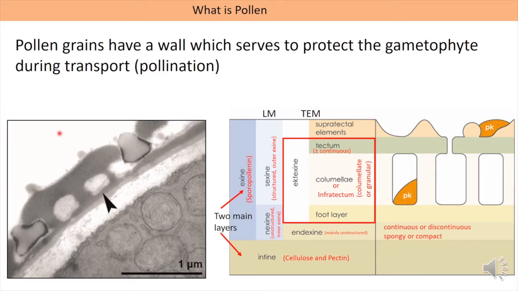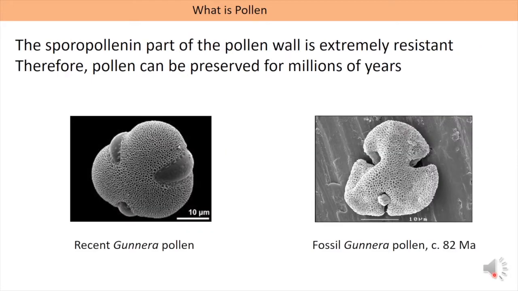It is thanks to this outer layer, the exine, composed of sporopollenin, that we are able to investigate dispersed pollen belonging to archaeological samples, forensic samples, and paleobotanical samples. Due to the resilience of the pollen wall, pollen grains can be preserved for millions of years. An example here would be this fossil Gunnera pollen that's about 82 million years old compared to a recent pollen grain from Gunnera in our botanical garden.